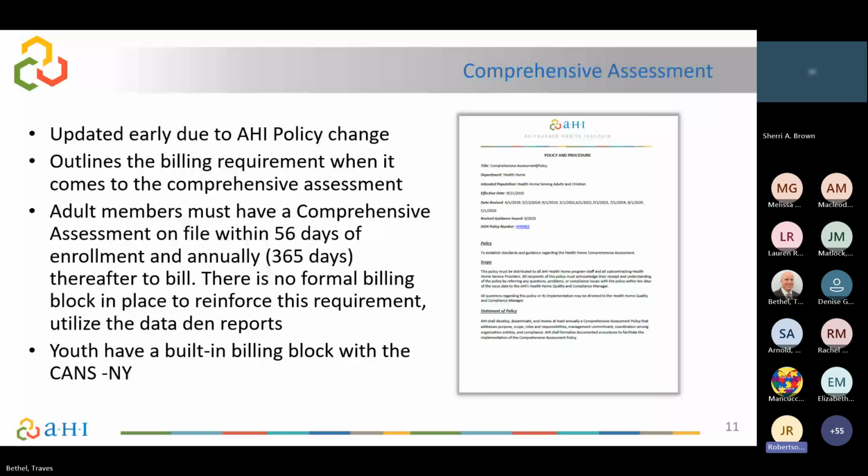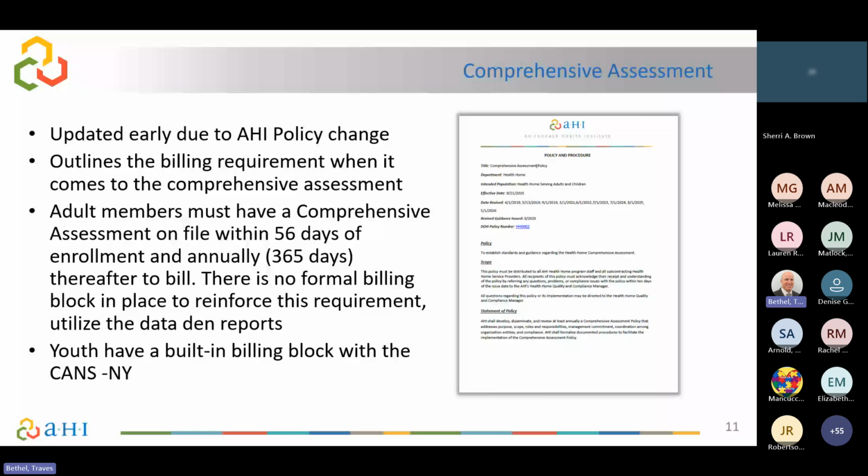assessment. For anybody enrolled in Children's Health Home, you have a built-in billing block with your CANs. So if your CANs is overdue, you cannot bill for services, and your CANs and the comprehensive assessment have been combined into one assessment. Does anyone have any questions on the update to the billing requirement on the comprehensive assessment?